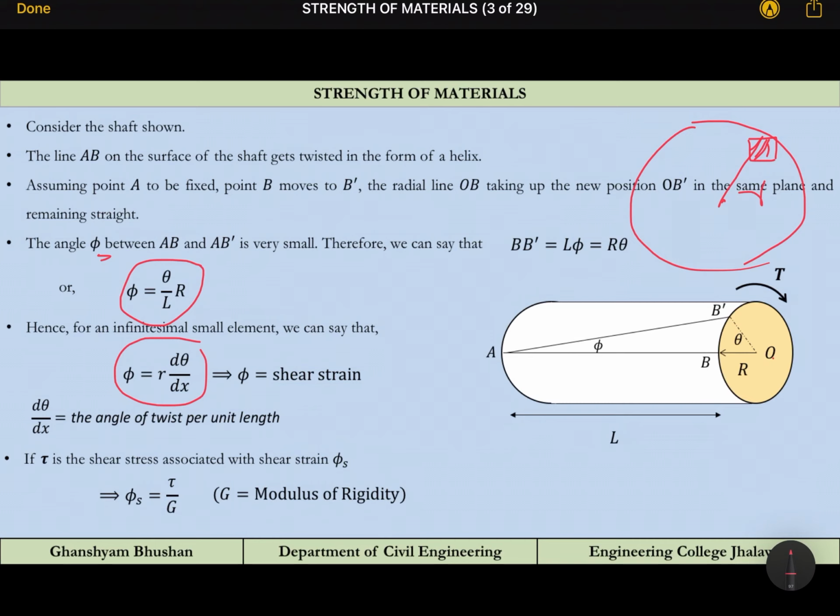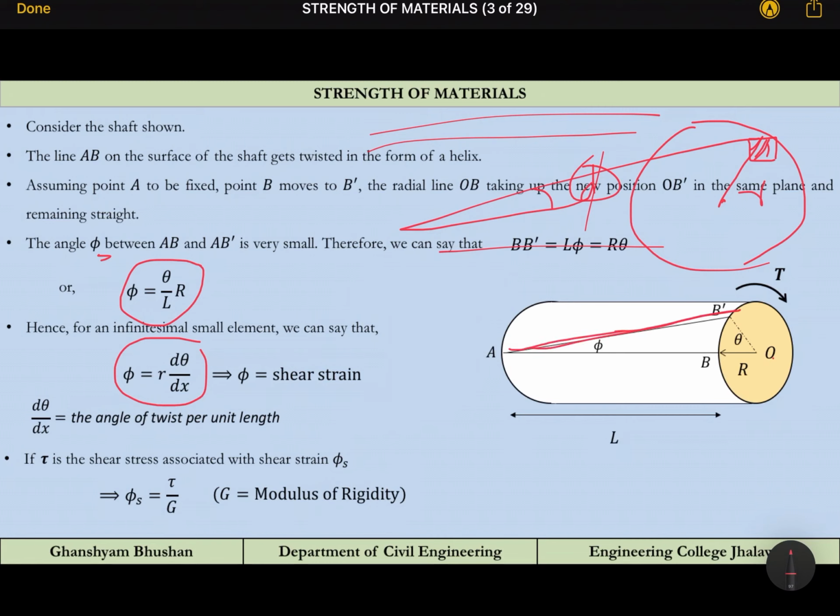So for this thing also, phi is going to be the same, it is constant, because we are taking the element along this. Okay, so it will be phi into R d theta by dx. So phi is nothing but a shear strain, because it is on the surface, parallel to the surface, and d theta by dx, or theta by L, is the angle of twist per unit length.